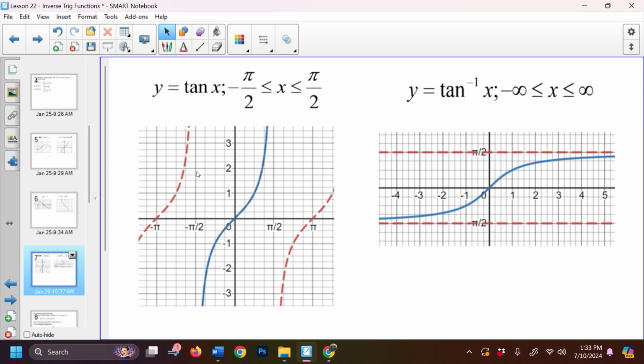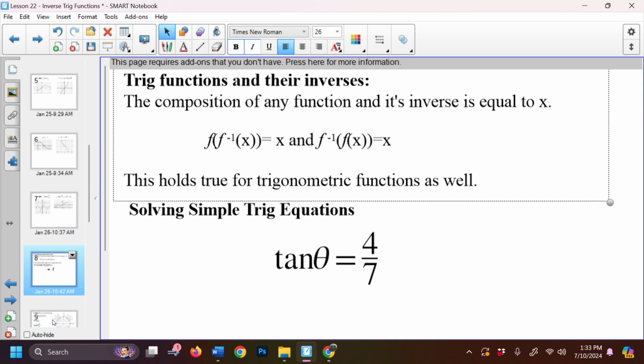Y equals tangent x from -pi/2 to +pi/2 will be this solid blue line. And then the inverse of that will go from -infinity to +infinity. But the y values still go from -pi/2 to +pi/2. All right, trig functions and their inverses.